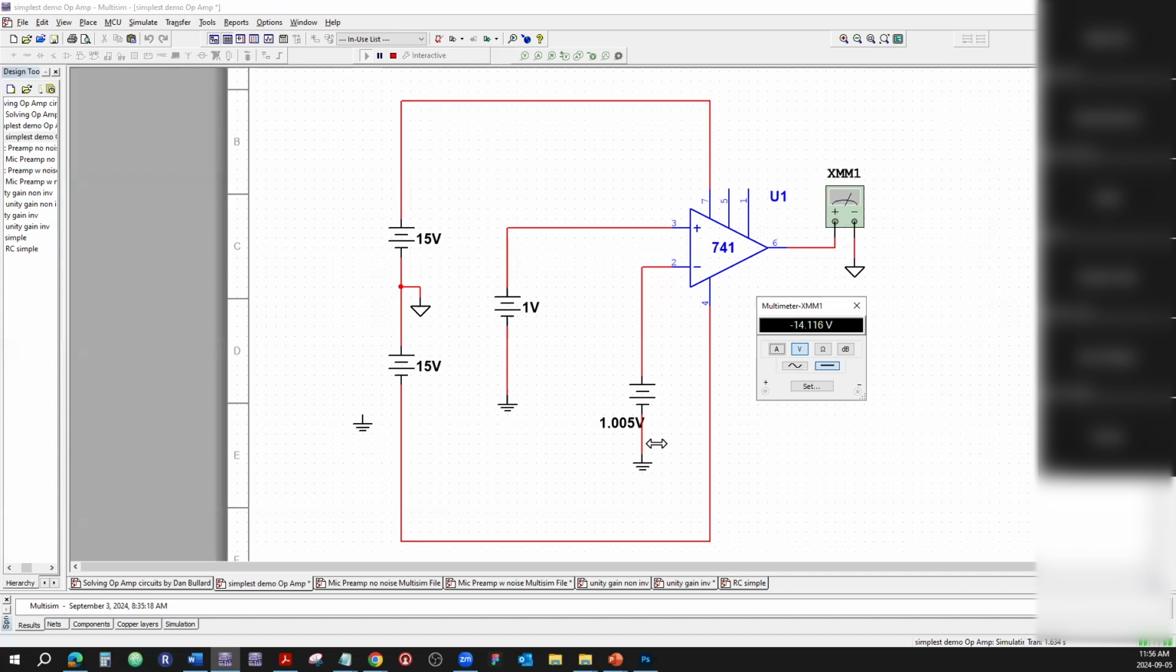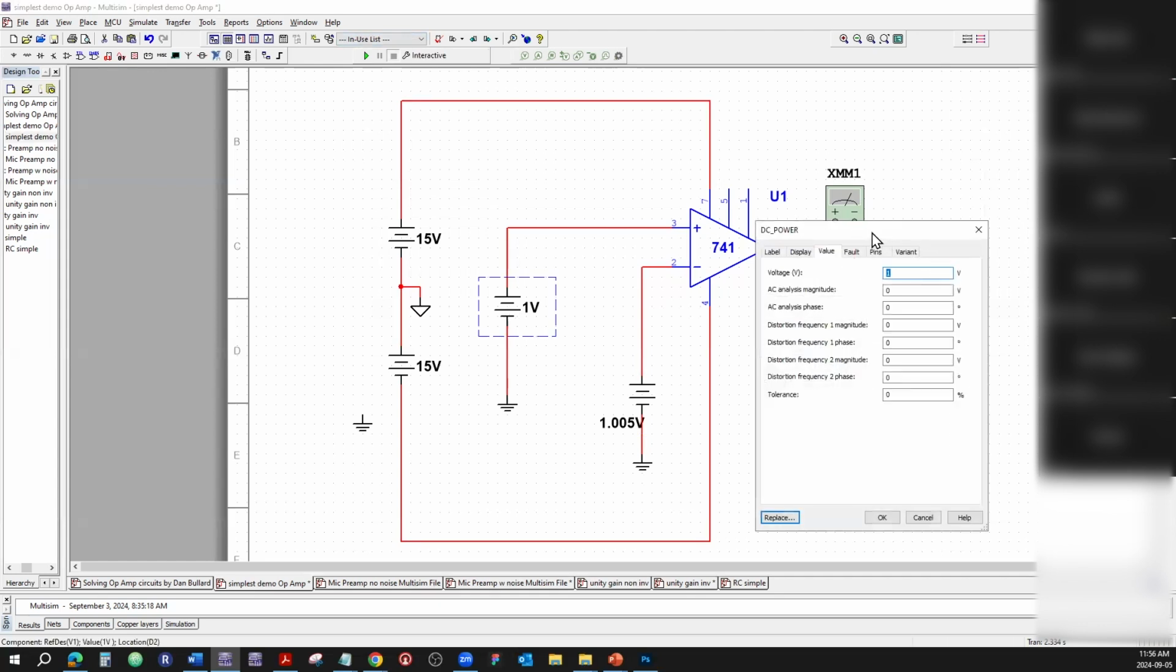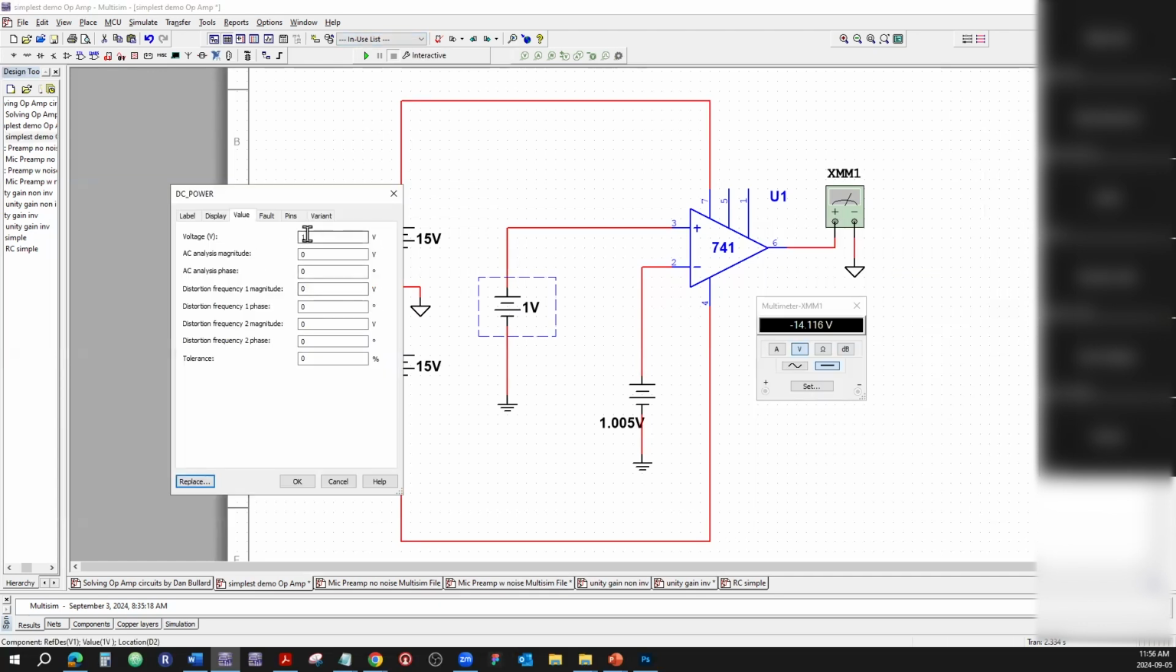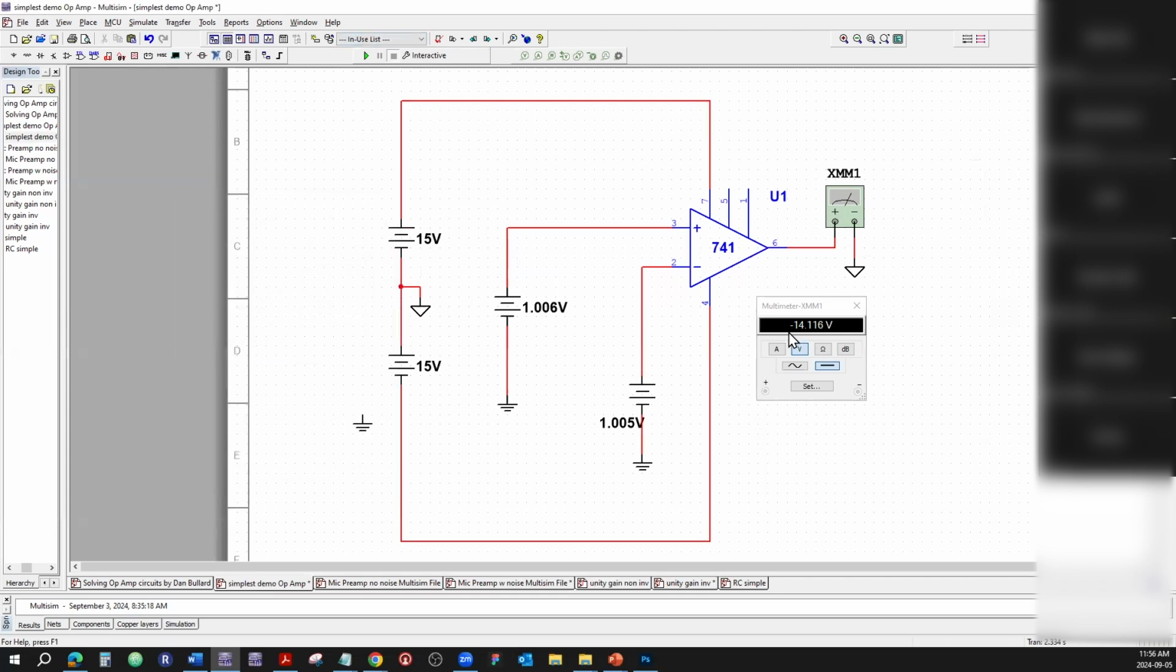Now, let's take it the other way. Let's make this one slightly 1.006. All right. Is it going to take it? Because infinite gain, right? Let's do it. Oh, it is 14 now. Almost 15. It took it all the way up.